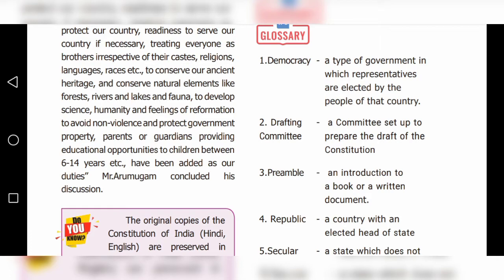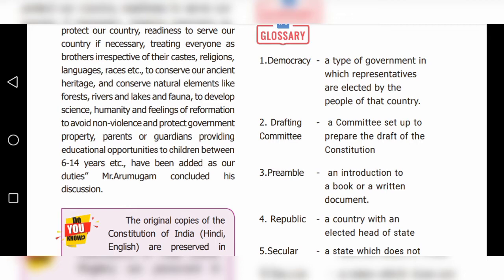With science and technology nowadays, the world is developing, no? So India is also developing, no? We should develop. So, we have to develop our science knowledge and humanity. We have to respect human beings. That is humanity and the feelings of reformation to avoid violence. So, we should not fight anyone. That is non-violence. Okay.